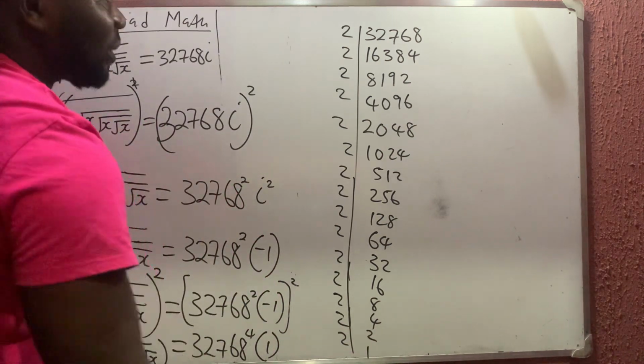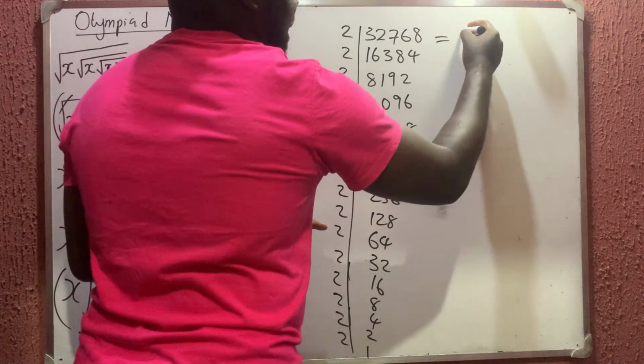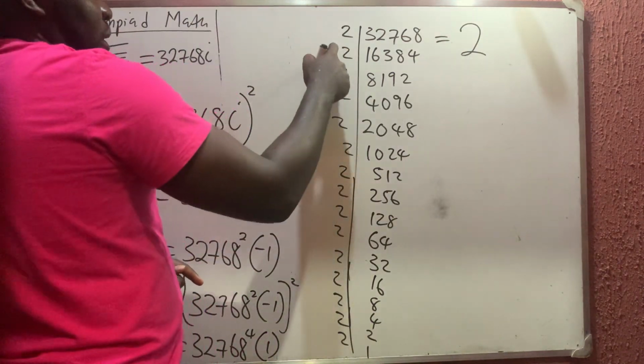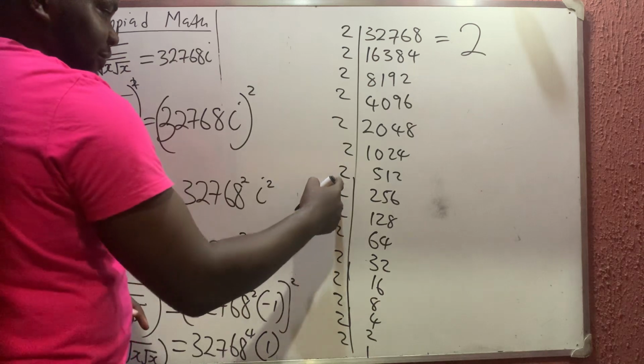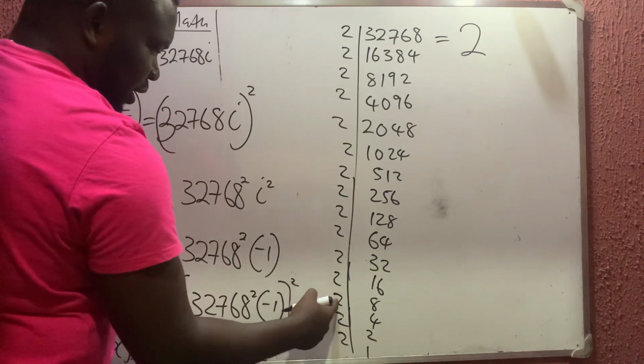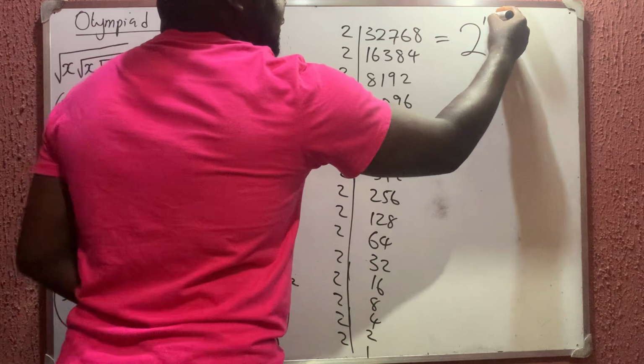So now, what am I dividing with? I'm dividing with 2. And they are 1, 2, 3, 4, 5, 6, 7, 8, 9, 10, 11, 12, 13, 14, 15. They are 15 in number.